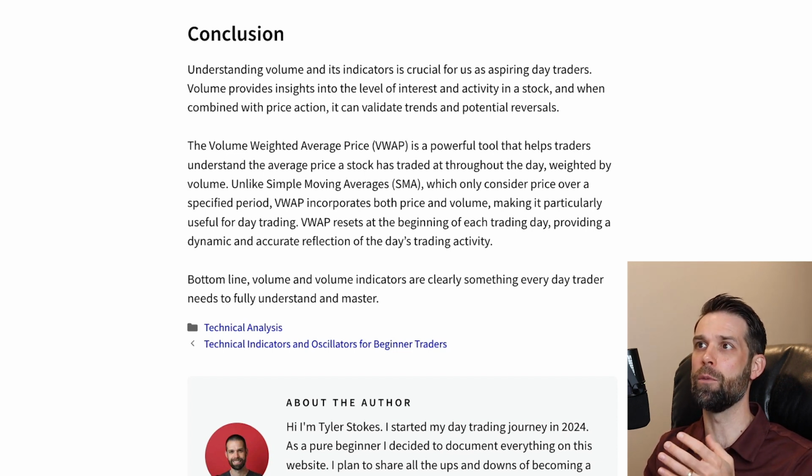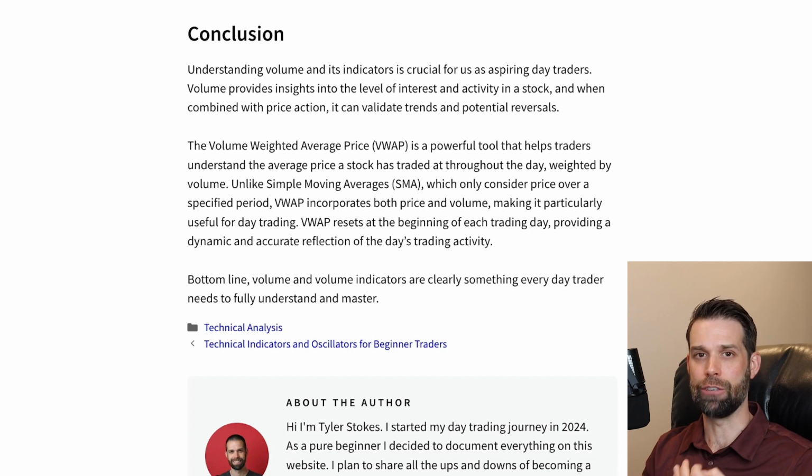So understanding volume and its indicators. Today we looked at the VWAP. That's just one indicator; there are several others. It's very important as a day trader. You're really going to want to get a handle on volume. Volume provides insights into the level of interest and activity in a stock, and when you combine that with price action, it can help you validate trends and potential reversals. Those are things you're going to use to make trades with your trading strategy.